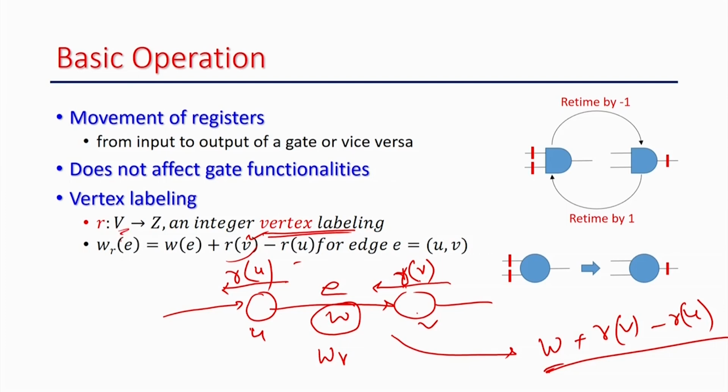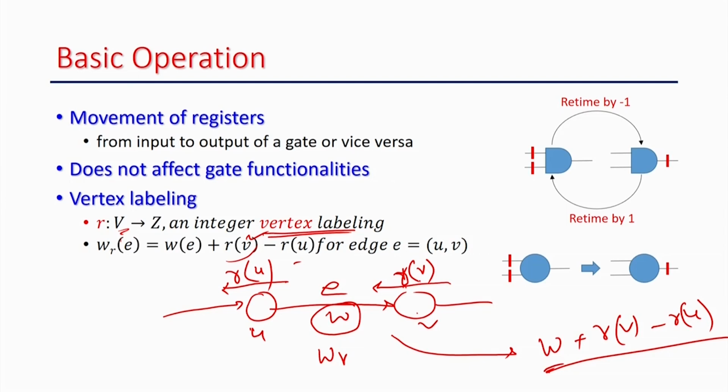If you have n nodes, how many variables do you have? N variables, R1, R2, R3 to Rn, right. If I know the value of all these variables, we can find out the number of registers in each edge after retiming. Okay.